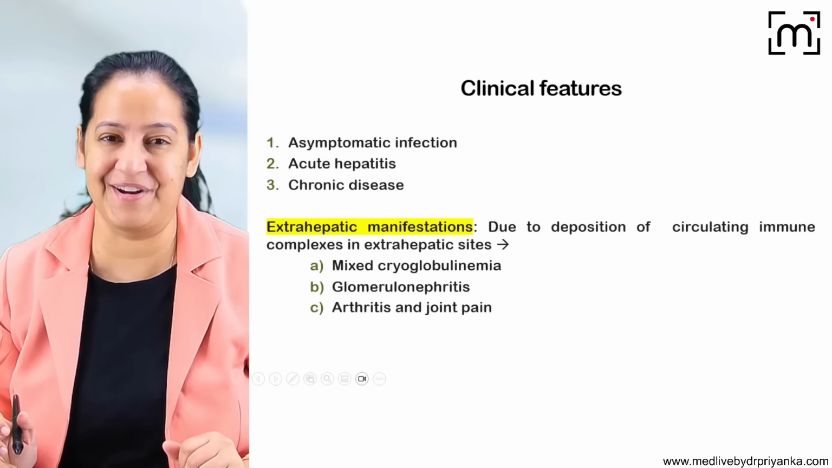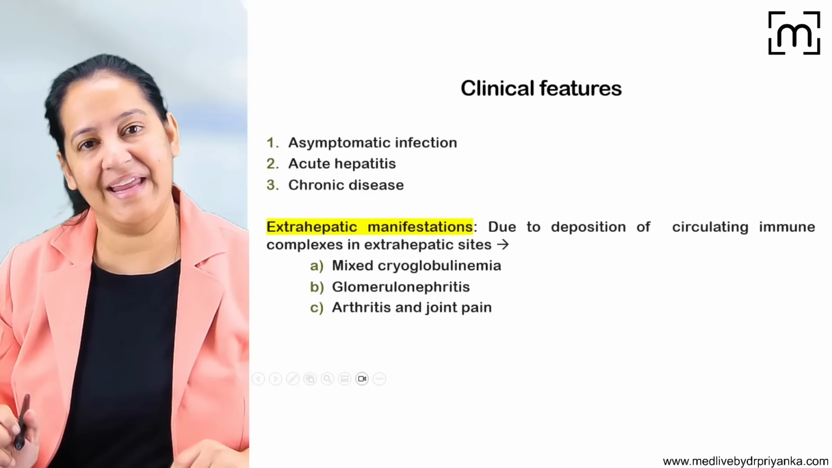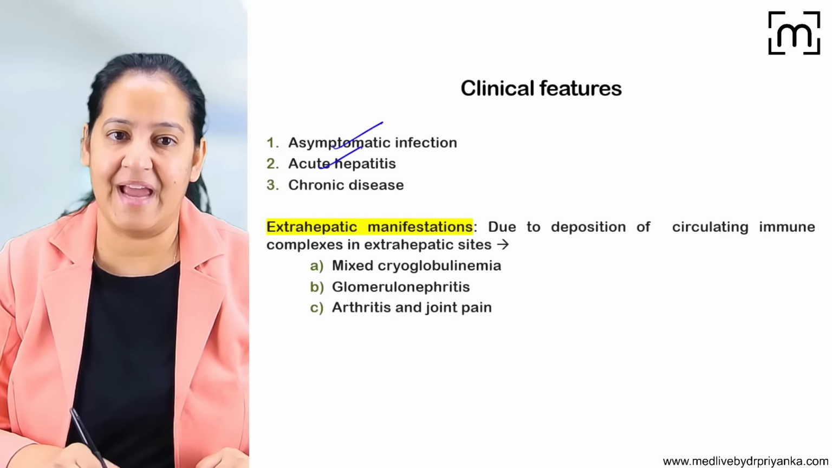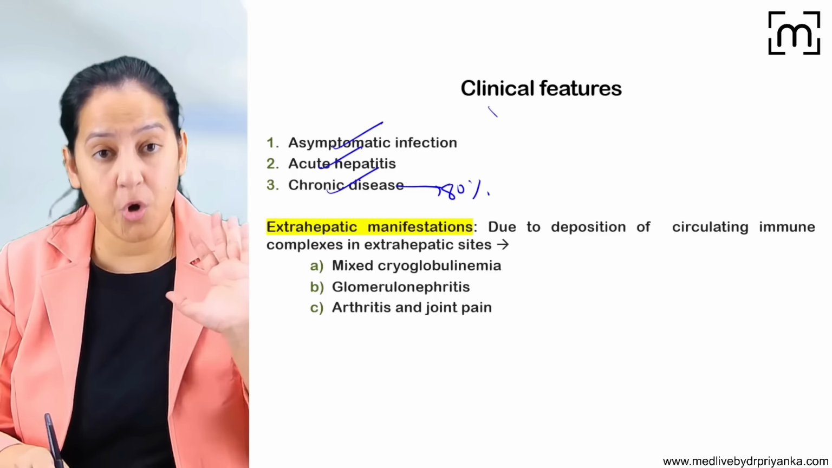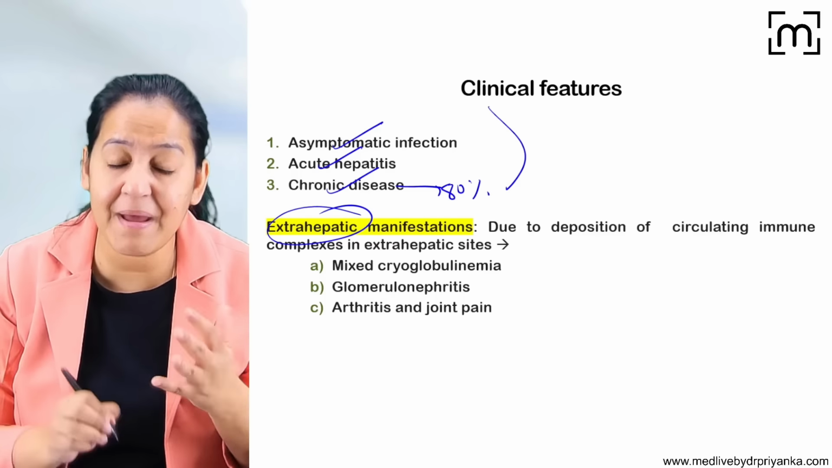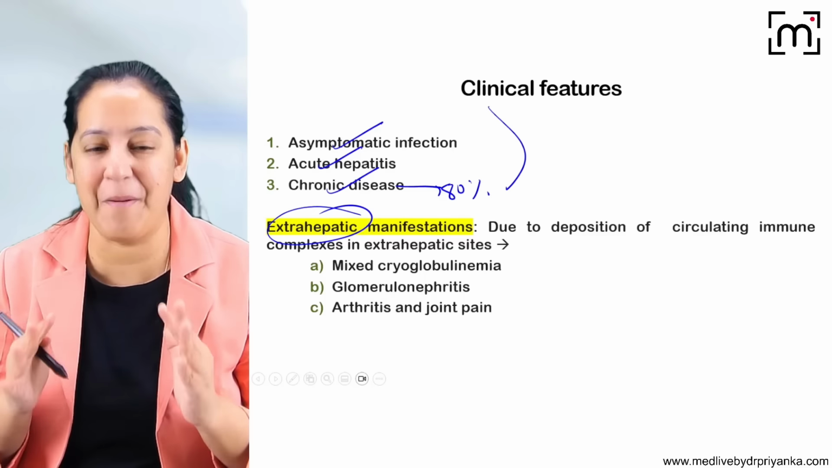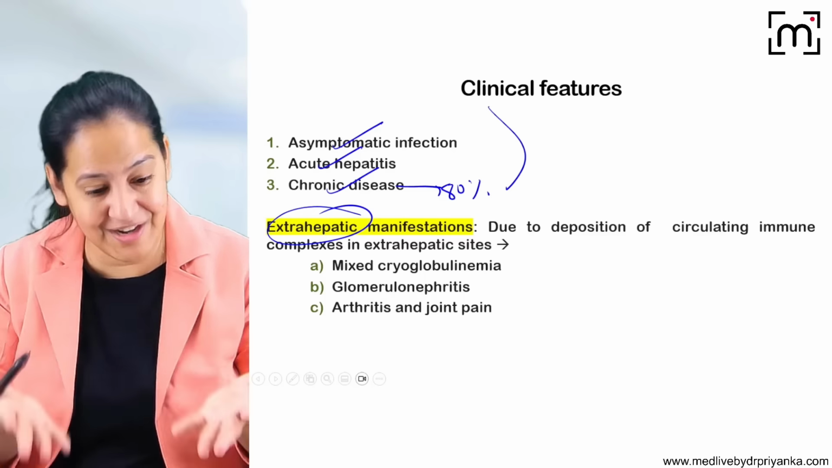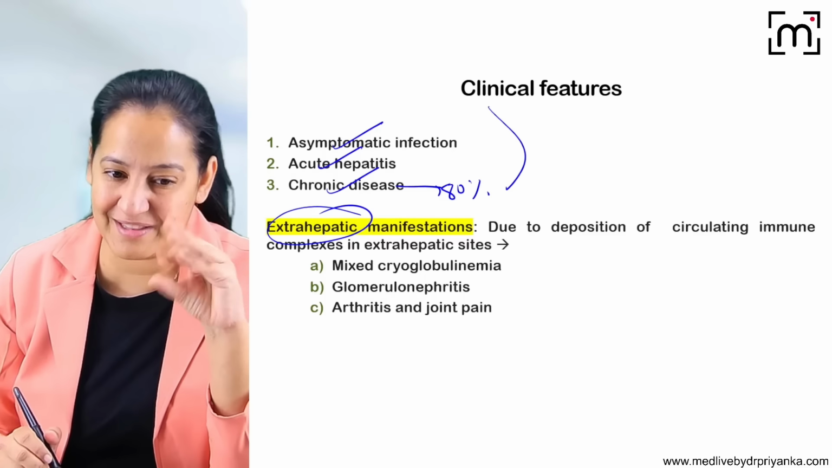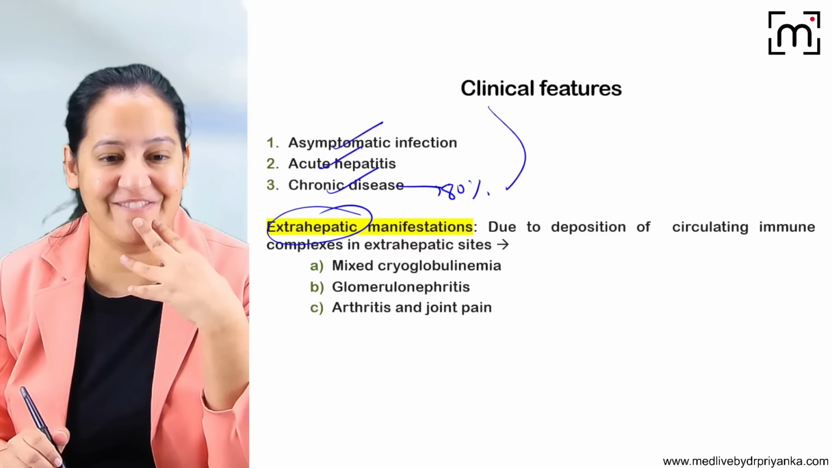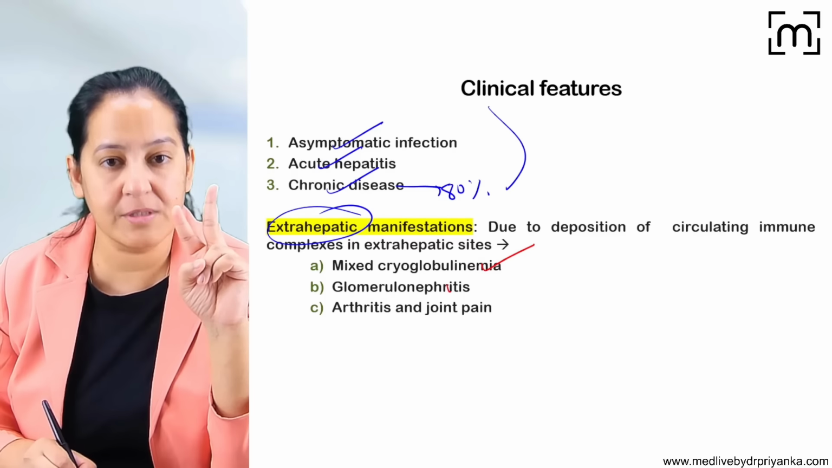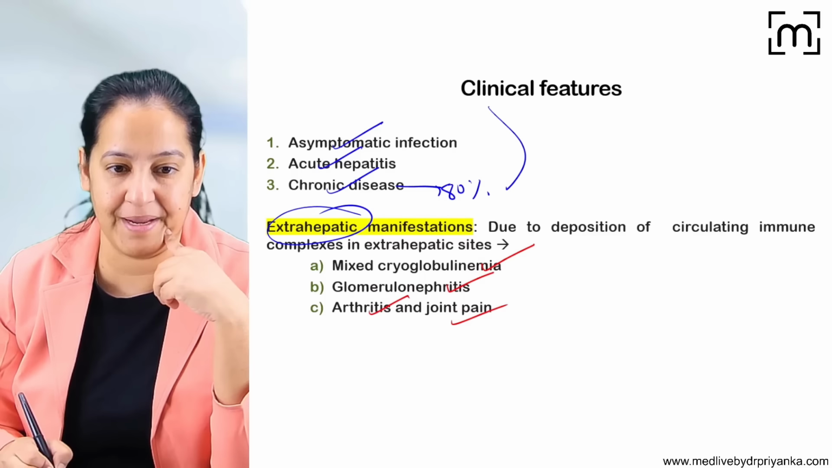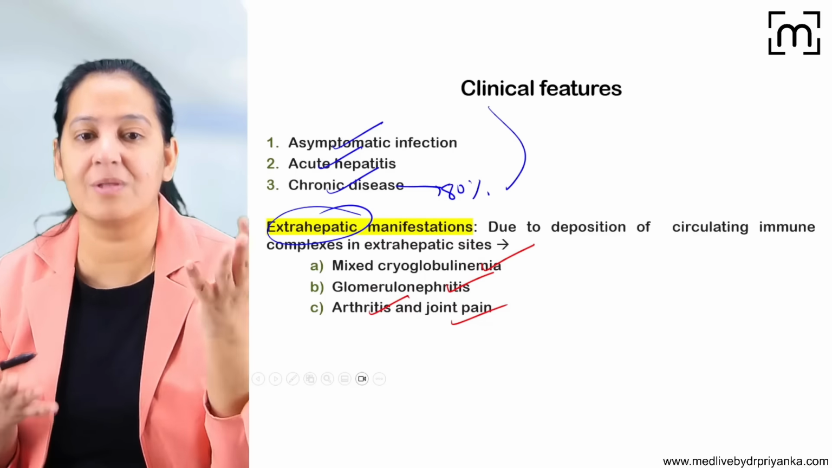We have seen the incubation period. Now clinical features, again it can cause asymptomatic, acute and chronic. But here the chronic percentage is very high, it's 80%. So along with hepatitis, it causes extrahepatic manifestations also. So first time I'm telling you, apart from hepatitis, it causes other infections also. So it is the only hepatitis among the 5 which causes extrahepatic manifestation. It can cause mixed cryoglobulinemia. It can cause glomerulonephritis and arthritis and joint pain. So it can involve other organs also apart from liver.